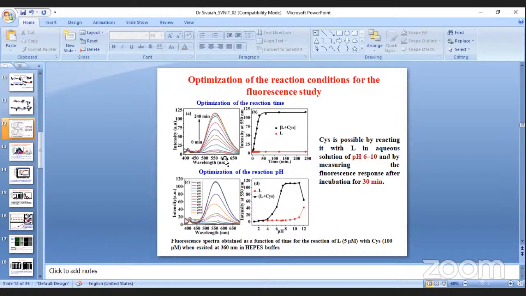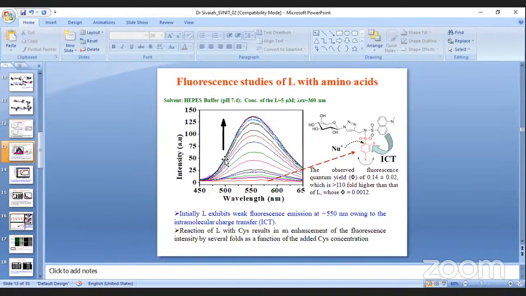so we can study it further in biological systems. So the molecule reacts in aqueous solution within a pH range of 6 to 10, and within a response time, an incubation time, of 30 to 40 minutes. Once we have optimized these reaction conditions, I have done several fluorescence studies.